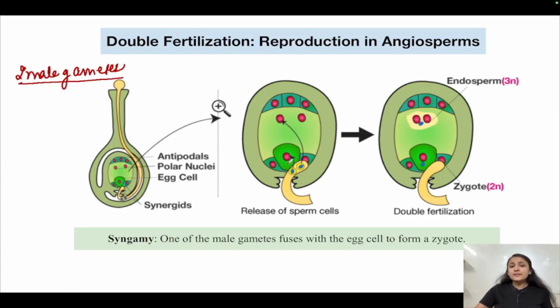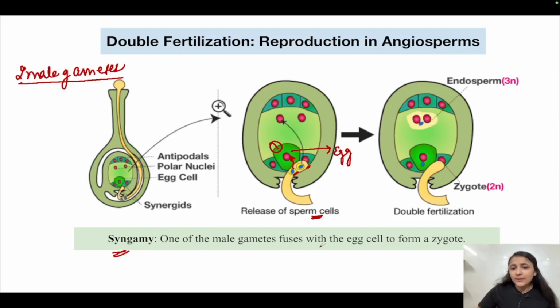Now, one of these male gametes, these are the two male gametes or the two sperm cells we can also say, will fuse with the egg cell. This cell here represents the egg cell. So, one of these male gametes is fusing with the egg cell to form a zygote. Fertilization is happening here. This process is known as syngamy.